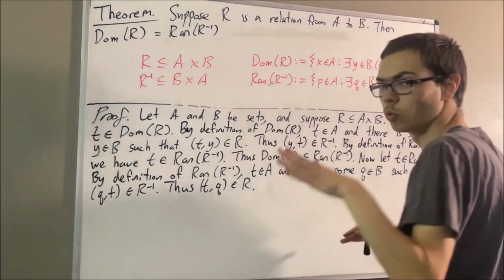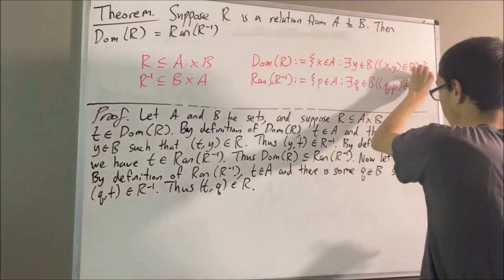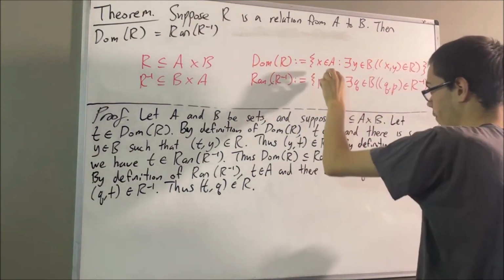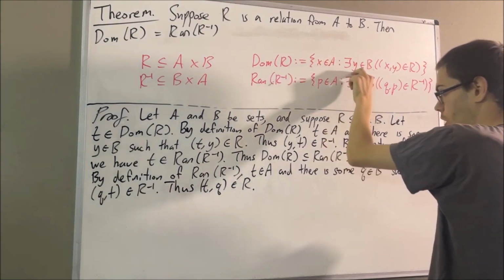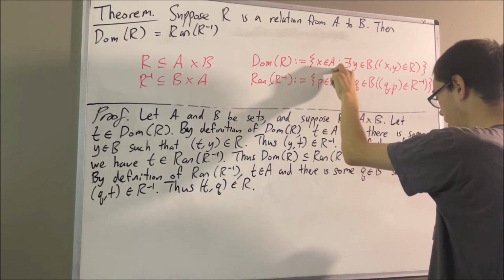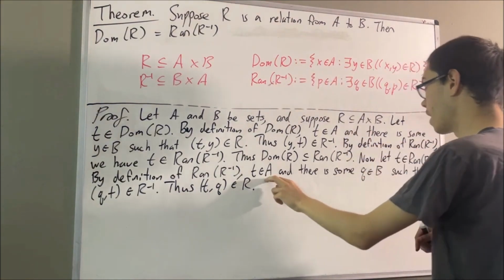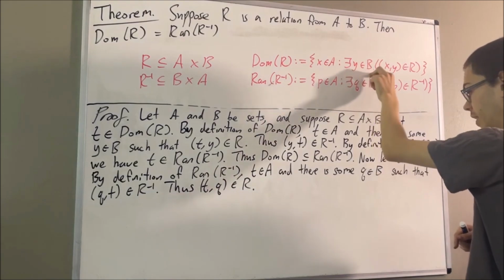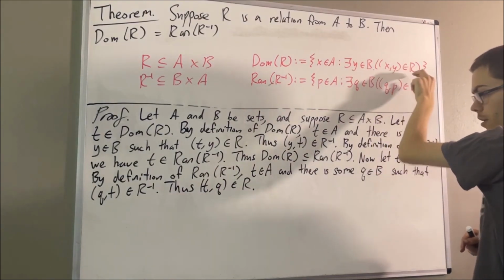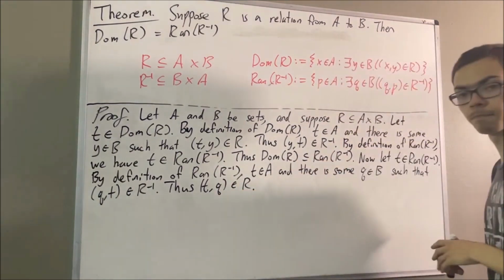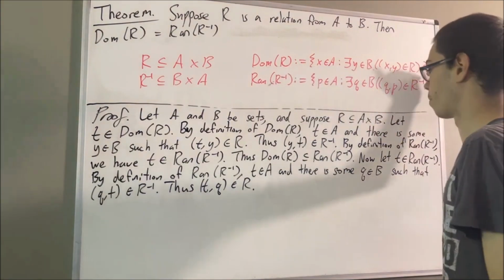So now, we can observe that T satisfies all the requirements to be an element of the domain of R. Right? Because if we take X to be T and Y to be Q, well, yeah, T is an element of A. That is what we have right here. And we know that Q is an element of B. That's what we have right here. And (T, Q) is an element of R. That's what we have right here. So yeah, T satisfies all the requirements to be an element of the domain of R.